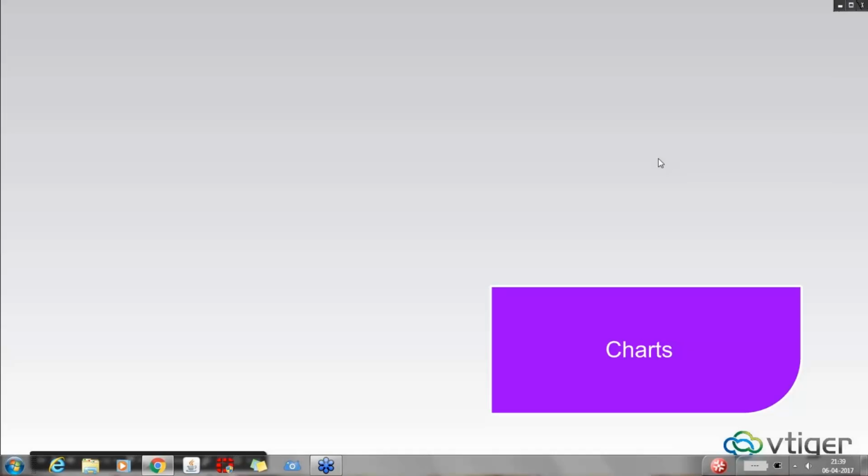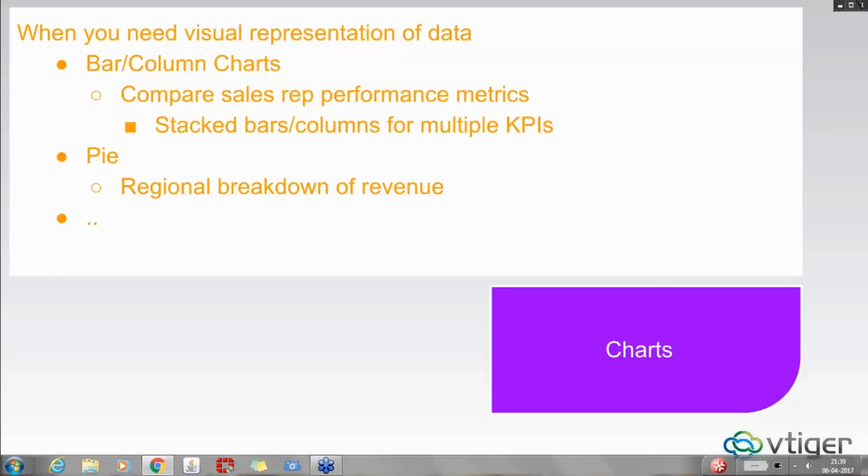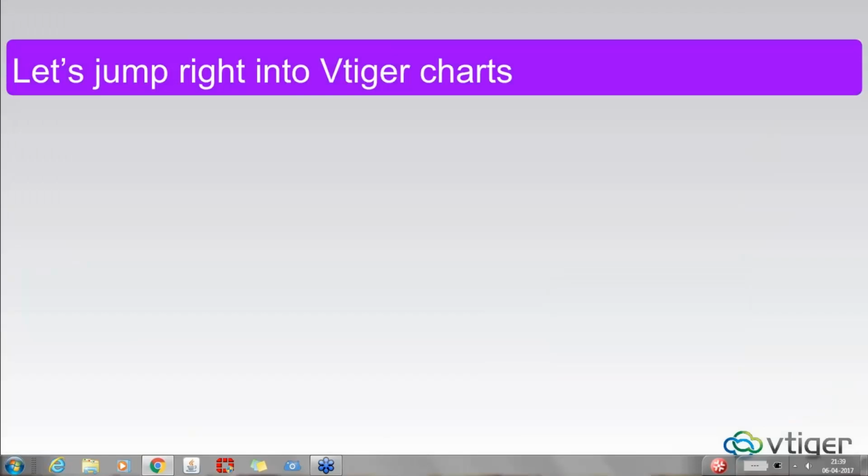Okay, finally, let's look at charts. So when would you use charts? I think this is something probably everybody knows. When you need a visual representation of data, you can use bar charts or column charts. Typically, when I want to compare performance across sales reps using some key metrics, I use either bar charts or column charts. And pie charts I use for regional breakdown by revenue, breakdown of revenue by industry, etc. Okay, so let's jump back in.